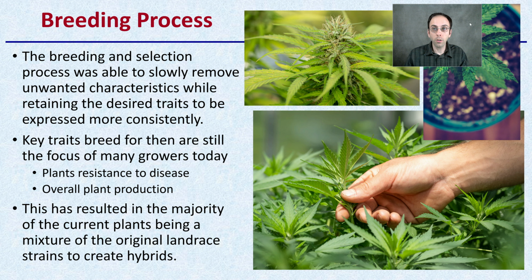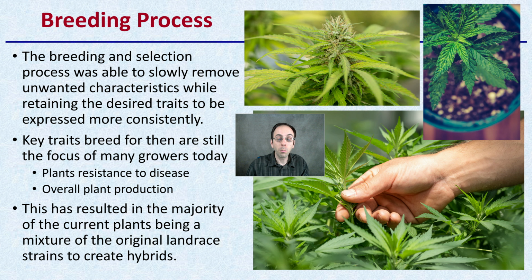Now, the breeding and selecting process was able to slowly remove unwanted characteristics while retaining the desired traits to be expressed more consistently. This is through that multiple traveling throughout the world, multiple grows, and ultimately a selection. Key traits were bred for that are still in focus of many growers today. Resistance to disease and overall plant production are the two main ones that breeders are still always trying to work on and refine. This has resulted in the majority of the current plants being a mixture of the original landrace strains to create hybrids, as I mentioned earlier.